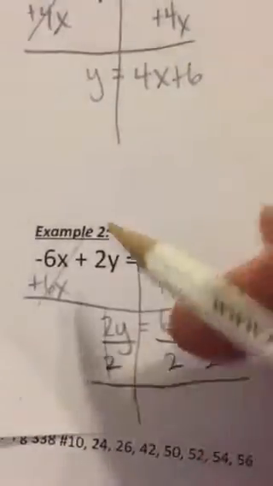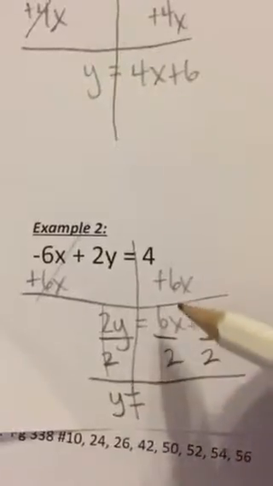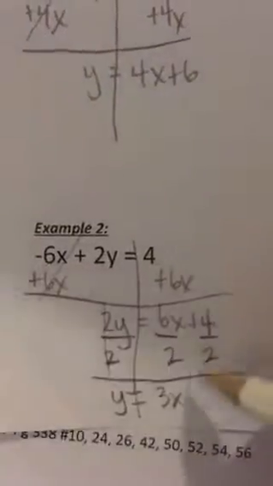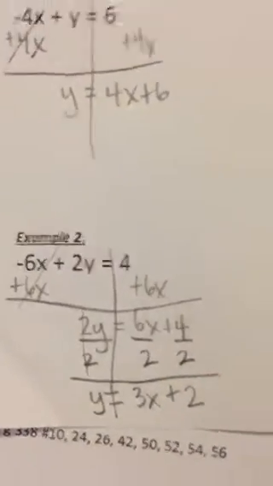So those 2's cancel each other. So I'm left with y equals 6x divided by 2 is 3x. And then 4 divided by 2 is 2. So I get y equals 3x plus 2.